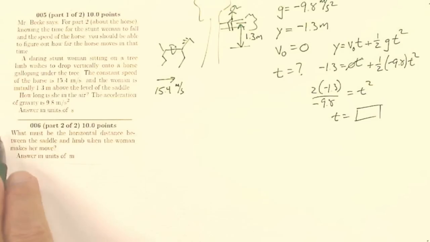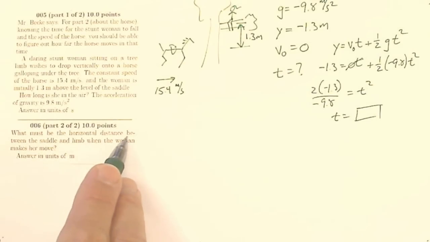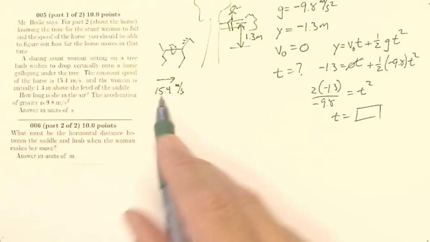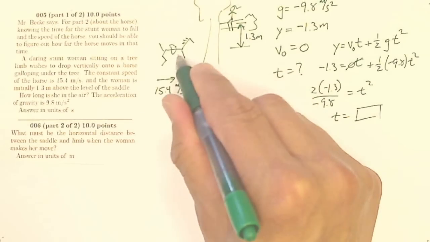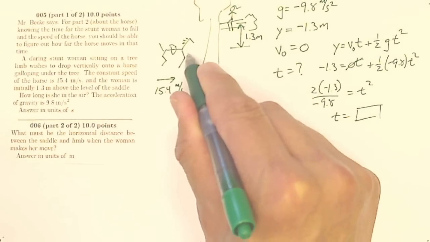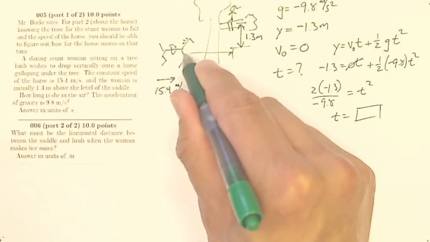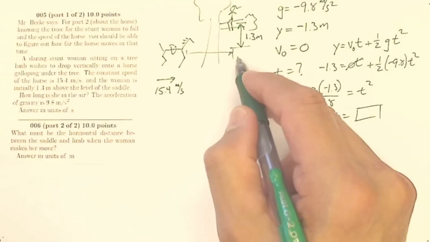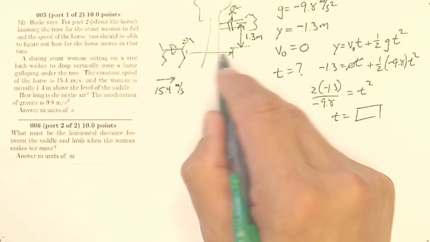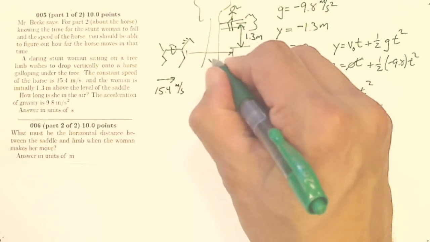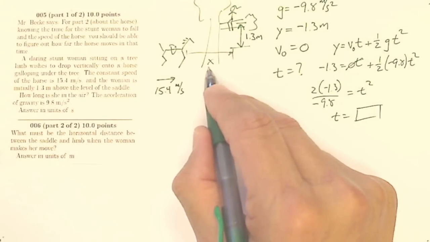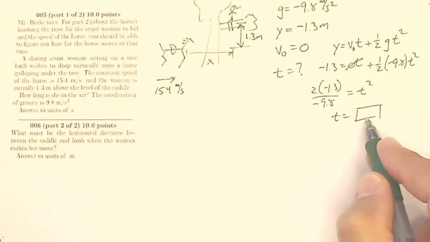Now part 2 says, what must be the horizontal distance between the saddle and the limb when the woman makes her move? So now I really want to know, how far does the horse move? So how far does the horse move this direction in order that the woman can land on top of the horse? If this distance is what I'm looking for, I'm going to call that x. So I know the velocity of the horse. I want to know the distance the horse travels, but now I know the time over here.